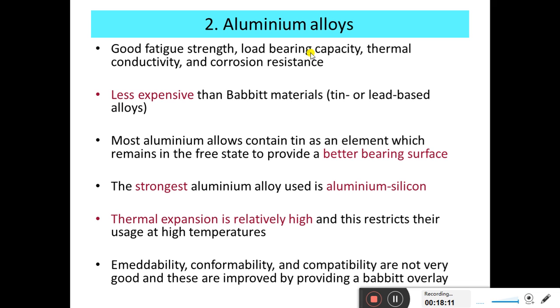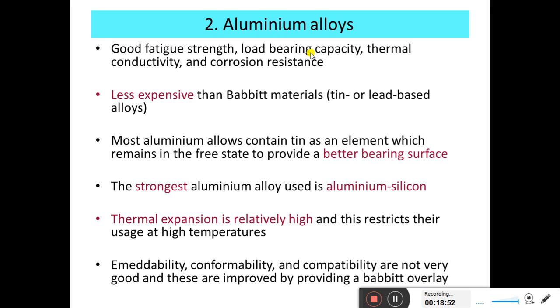So here we are using aluminium alloy, and these aluminium alloys exhibit very good properties. The first property is good fatigue strength. We already discussed that fatigue strength is one property of a bearing material. Here it has very good fatigue strength. That's why this aluminium alloy is used in IC engines. The IC engine connecting rod is made of these aluminium alloys. So they have good fatigue strength, load bearing capacity, thermal conductivity and corrosion resistance. These are the good properties of aluminium alloy.